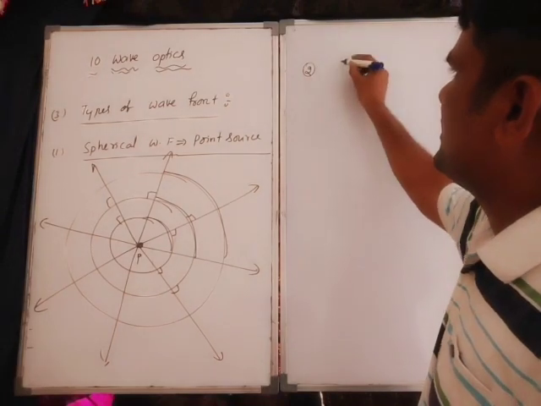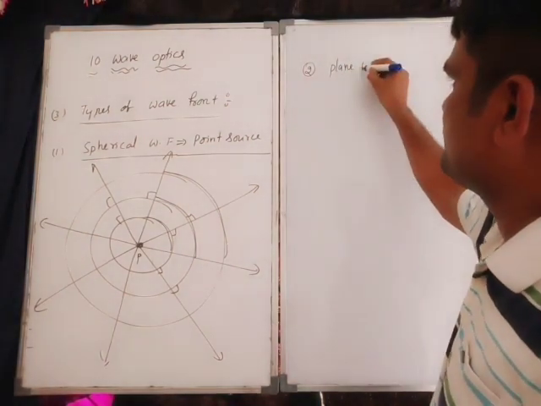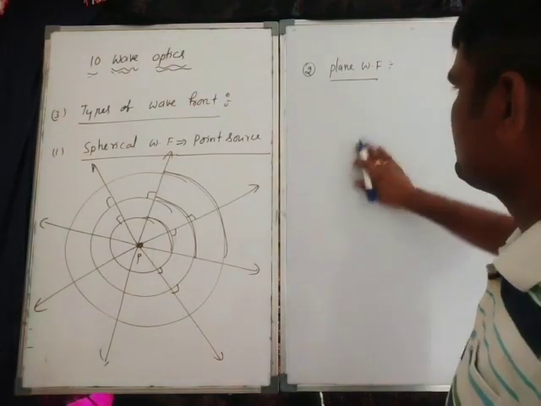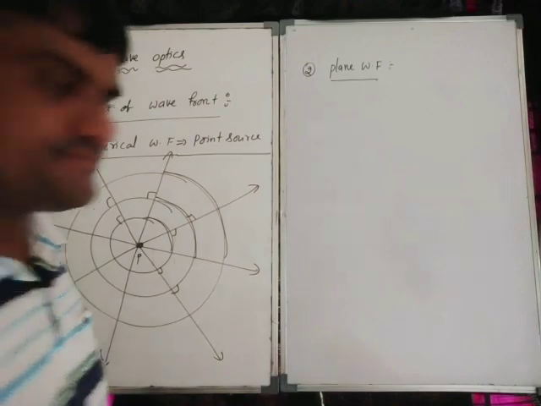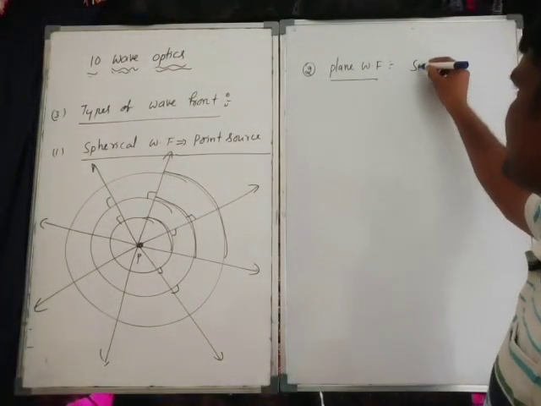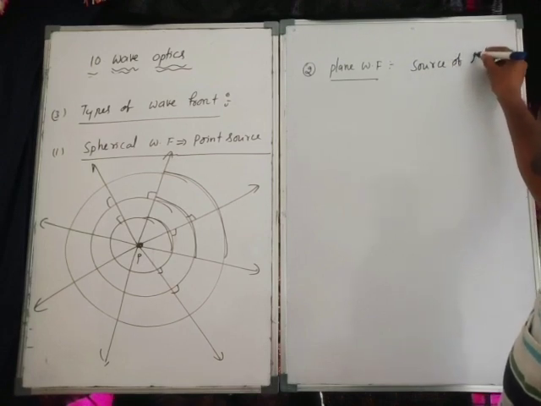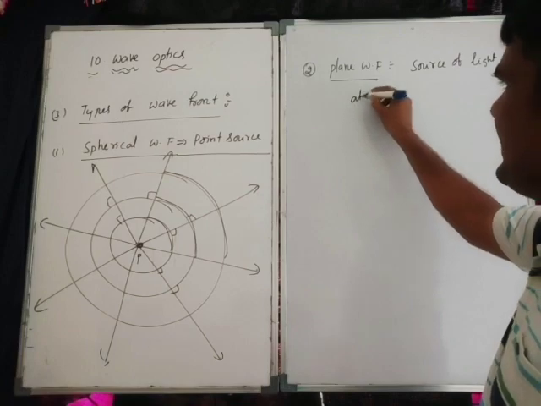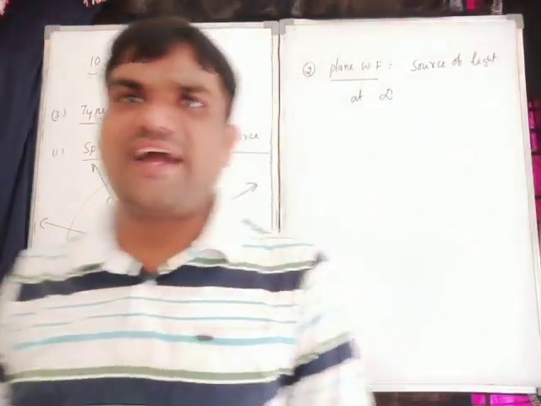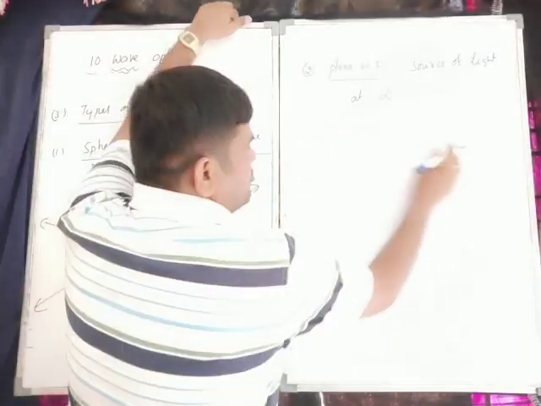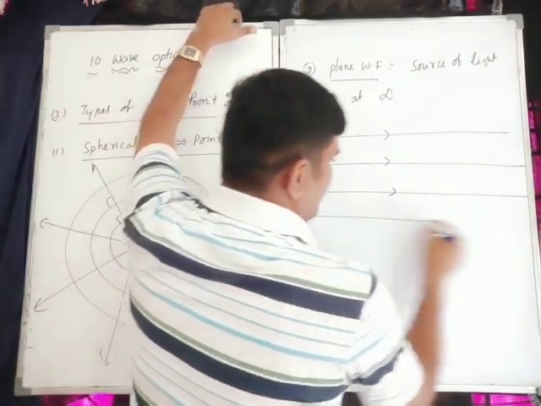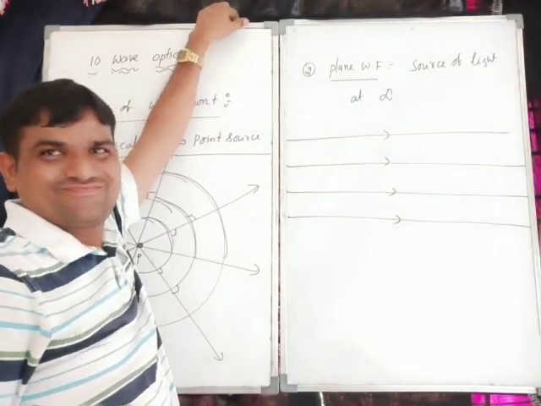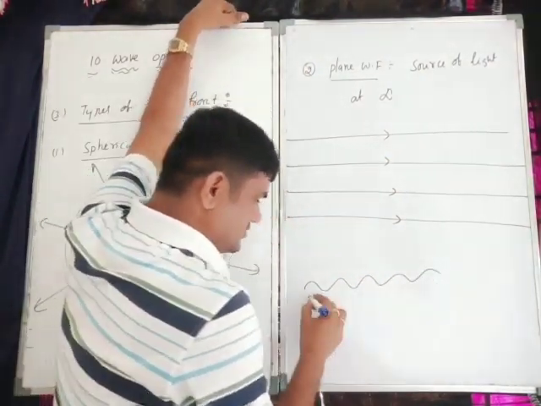Next one is the plane wavefront. For this we consider a source of light at infinity. That means the incident rays, or light rays, are moving in this direction, from infinity to this side, like that.